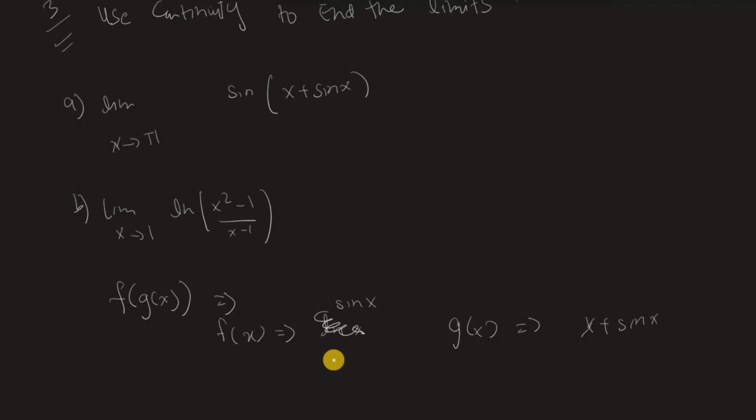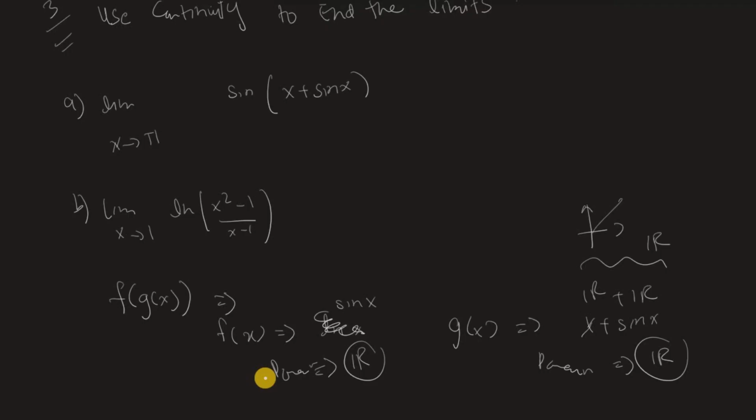Okay, so sine of x, you basically know that it exists, the domain is real numbers, so it exists everywhere, so it's continuous everywhere. And here for x plus sine of x, this is a line x, right? So it is basically a graph like this. It exists everywhere, it's real, and sine of x is real as well. So real numbers plus real numbers, so the graph becomes real numbers as well, right? So then here the domain for both of them is real numbers.